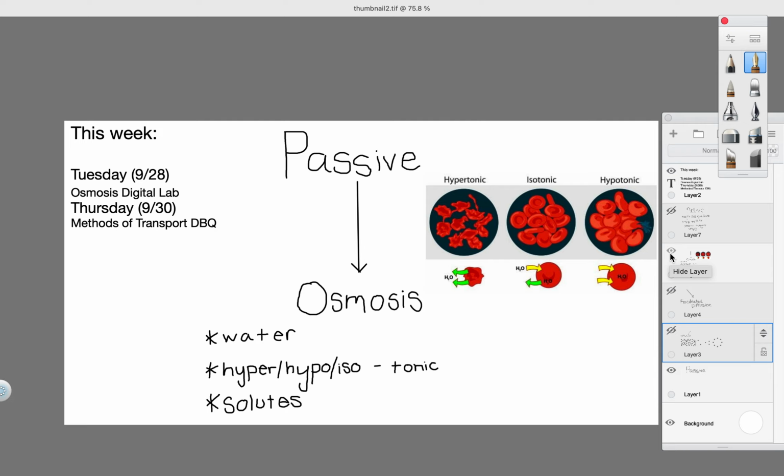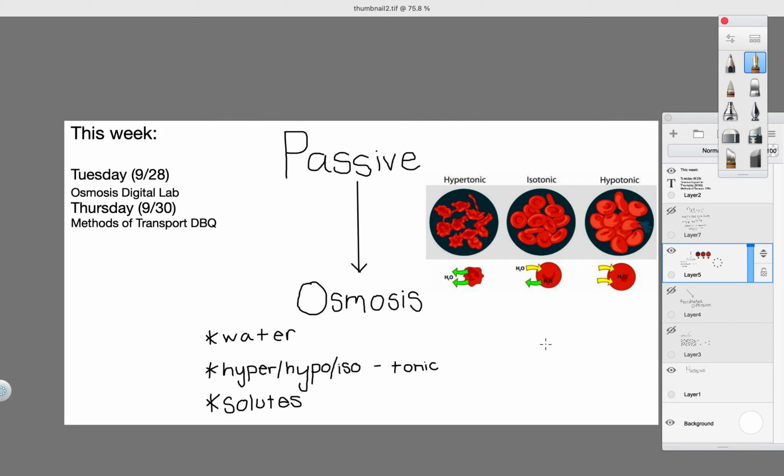hypotonic, and isotonic solutions. So let's start with isotonic because it is the easiest and most simple. And that's going to be this little drawing right here. So isotonic is going to be referring to any solution which is the same as the red blood cell being dropped into it. So if both the water and the cell have the same amount of solutes, there will be no net change in water into or out of the cell. It's going to be the same. Does that make sense?